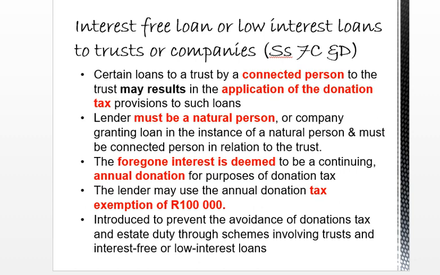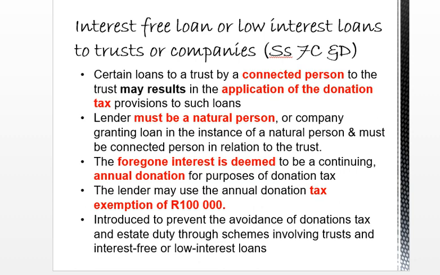But when a person who is a connected person to a trust issues an interest-free loan or a very low interest loan to one of the trustees or beneficiaries, now that is seen as a donation, and there are tax consequences to that.